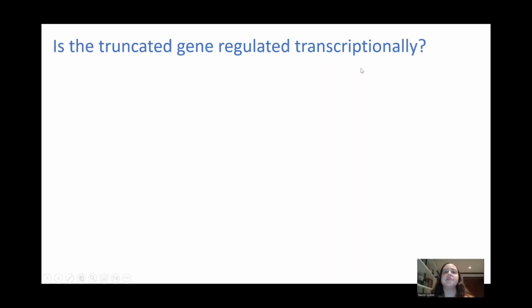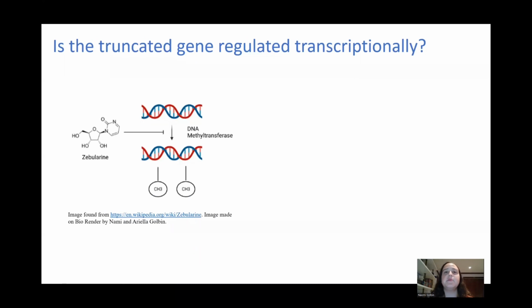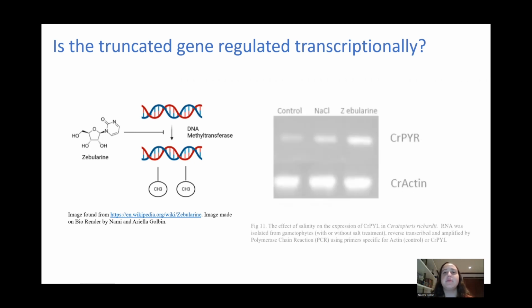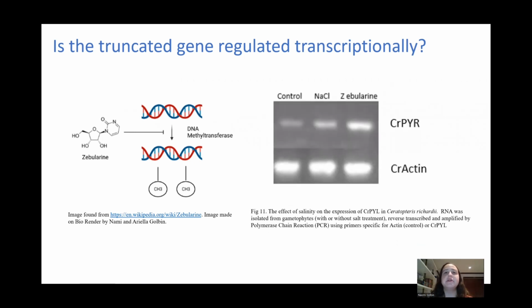To investigate if the truncated ABA receptor is regulated by DNA methylation, we treated the spores with an inhibitor of methylation called zebularine. After treating the gametophytes with zebularine and isolating RNA, we performed an RT-PCR. We found an increase in expression when treated with salt and zebularine.